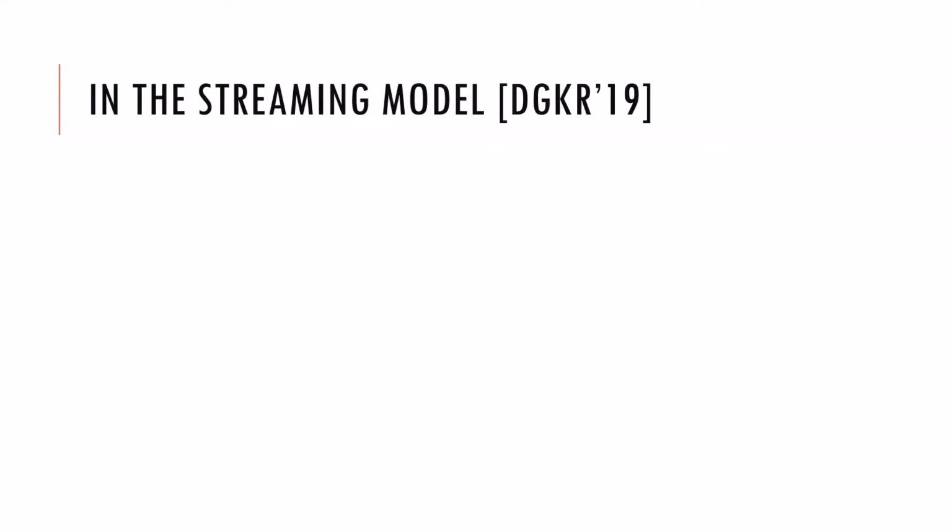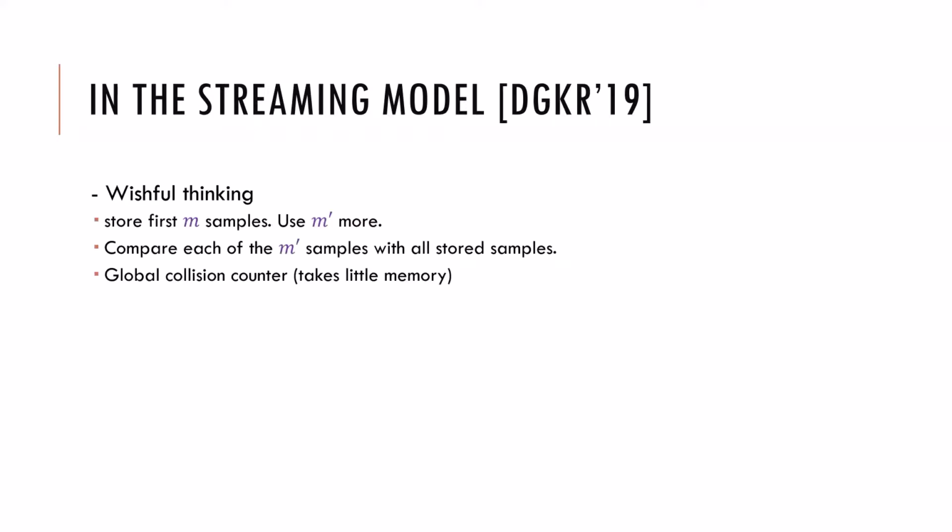Let's see one way to realize that, and we're going to do that in the streaming model. So we're going to talk about the streaming model in the next couple of minutes. In the streaming model, the problem of uniformity testing was first introduced a year and a half ago, in 2019, by Diakonikolas, Gouleakis, Kane, and Rao. And I think the wishful thinking of their algorithm is somewhat the following.